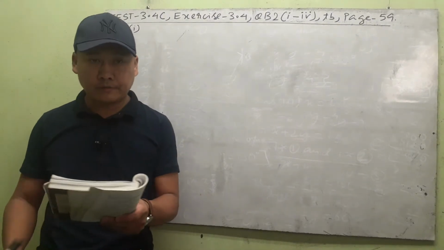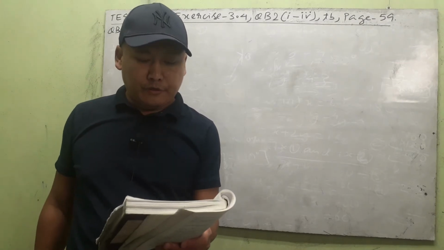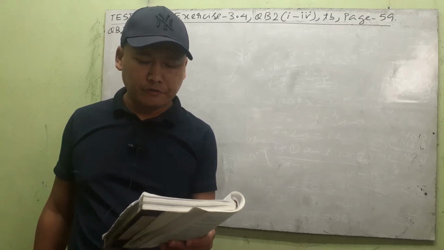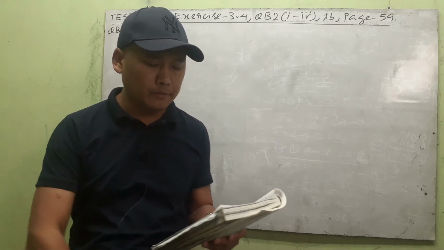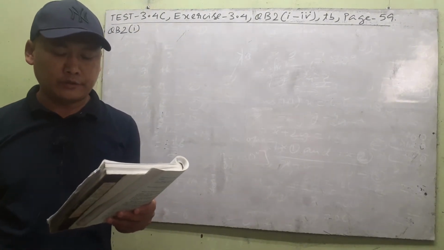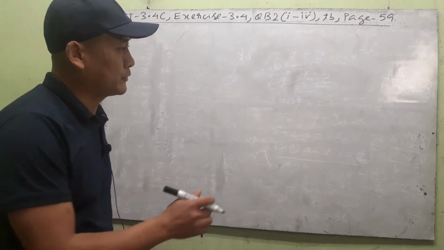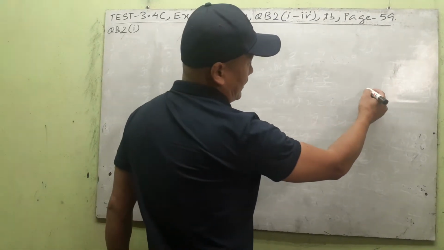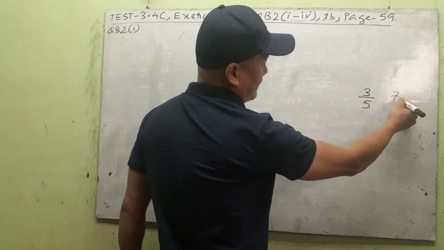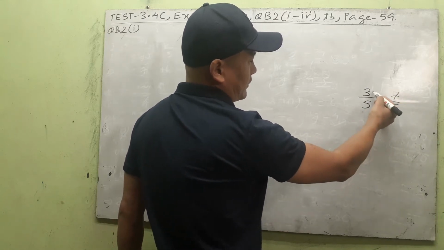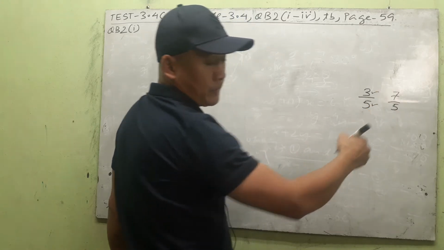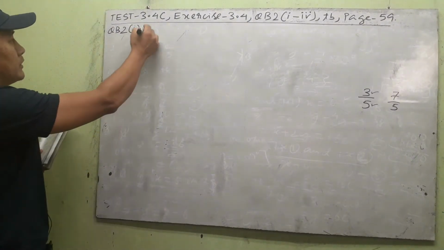Let me read the question. If we add 1 to the numerator and subtract 1 from denominator, the fraction reduces to 1. It becomes 1 by 2 if we only add 1 to the denominator. What is the fraction? So we know fractions are numbers in this form, typical form, 3 by 5, 7 by 5, like that. So in other words, a fraction has an upper part called numerator, lower part called denominator. So let us start here.